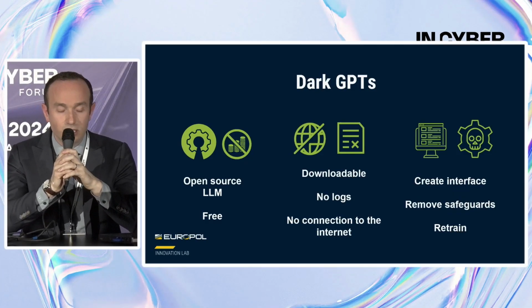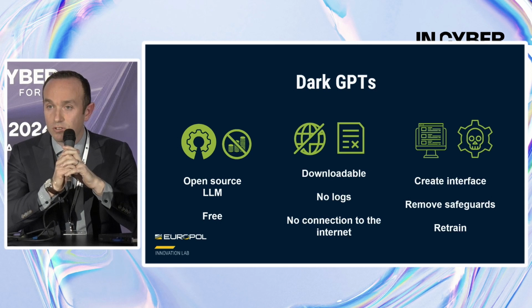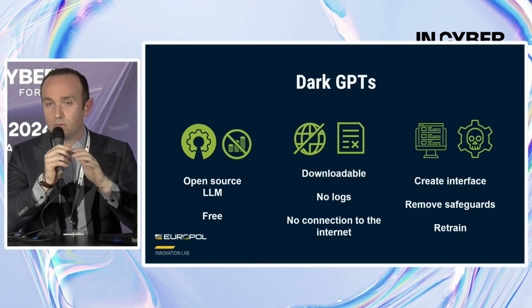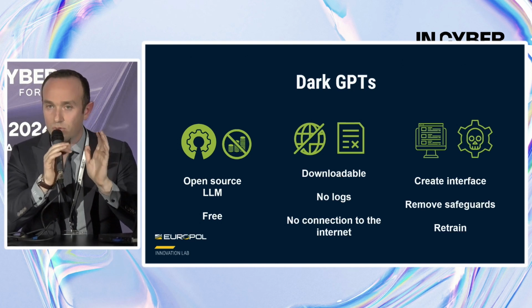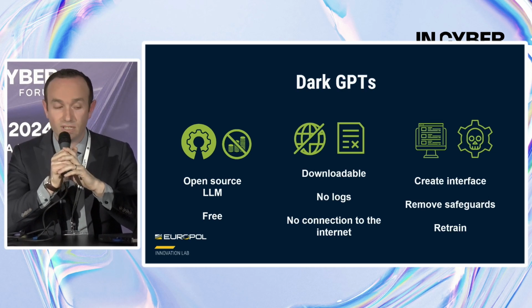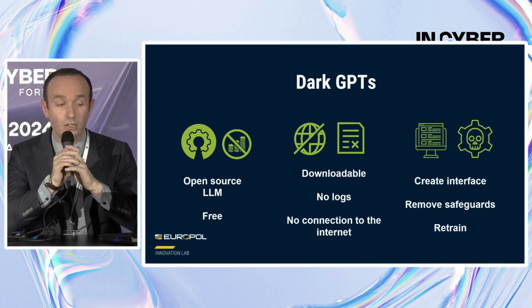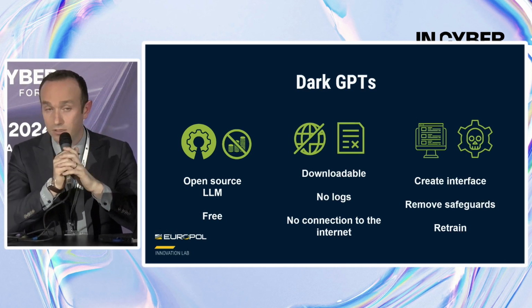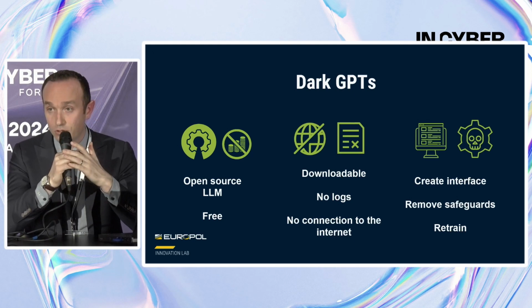So we said, okay, let's give it a try ourselves, see what criminals could do. And we built Dark GPT. So we built dark large language models ourselves using an open source model. That's free. You can just download it and run it locally. So there is no log, no internet connection, so no one knows what you are doing with the model. If you want to create a web interface, it takes just a few minutes, maybe hours. You can remove the safeguards. You can also retrain the model to lift the safeguards or maybe to retrain it on a specific data set, for instance, to do phishing campaigns or whatever you want. And then you have access to the technology running locally. No one knows what you are doing.